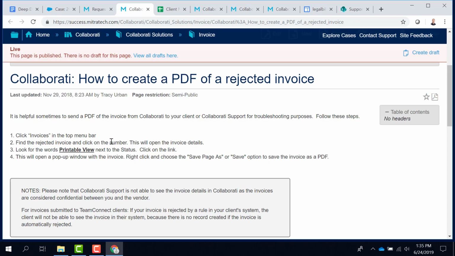And you just click on Invoices in the top menu bar, find the rejected invoice, click on the invoice number. On the invoice details page, you will look for the words printable view, click on that link. That opens a pop-up window with the invoice, and then you can right-click and choose Save Page As or Save Option to save the invoice as a PDF.